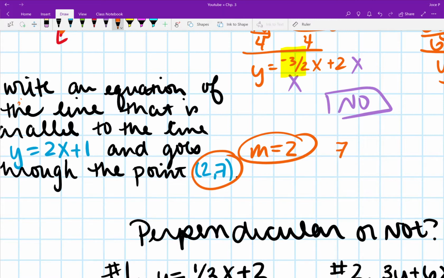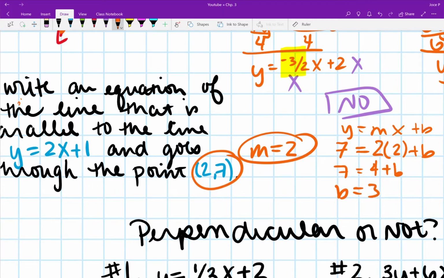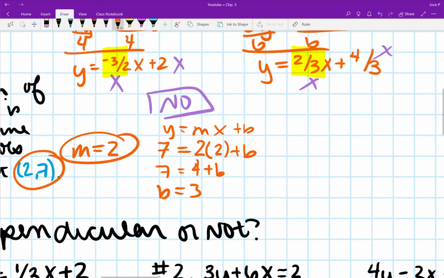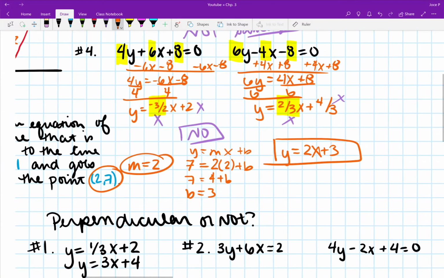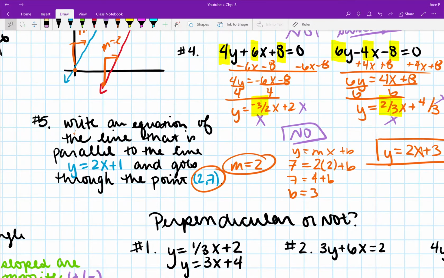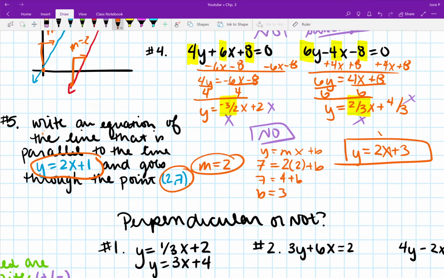So let's plug in. 7 is equal to 2 times 2, because y is equal to mx plus b. Now we're going to solve for b. 7 is equal to 4 plus b. b is equal to 3. Let us rewrite our equation. Y is equal to 2x plus 3. Here is our answer. This is a different equation from the one we originally had. Thus, they are parallel lines with the same slope and different b.